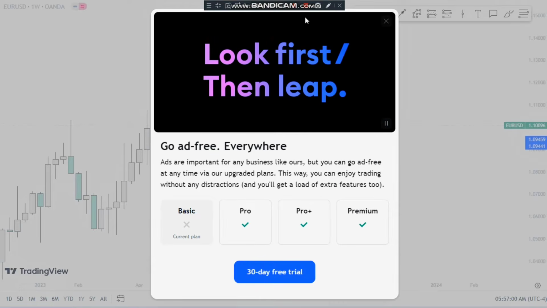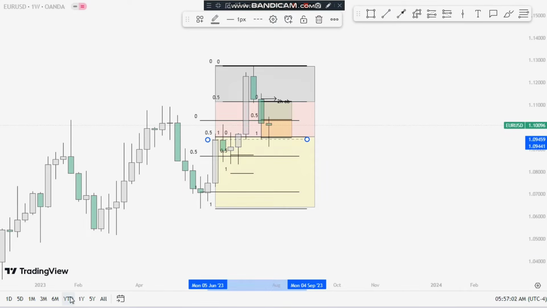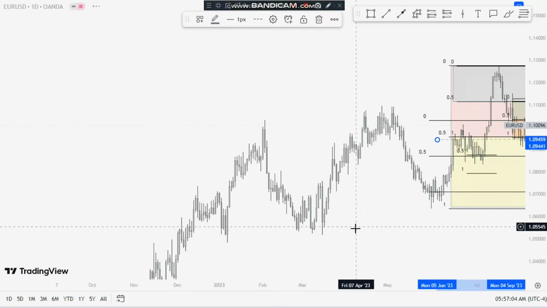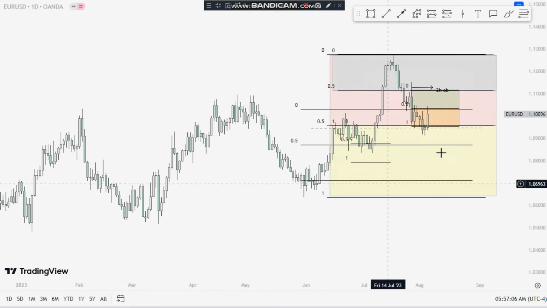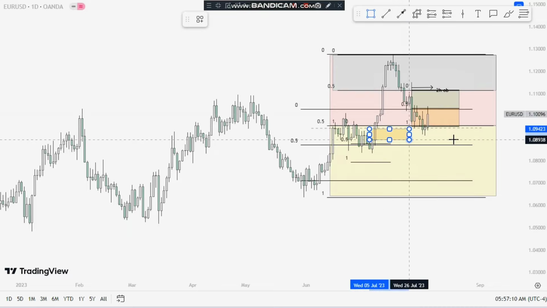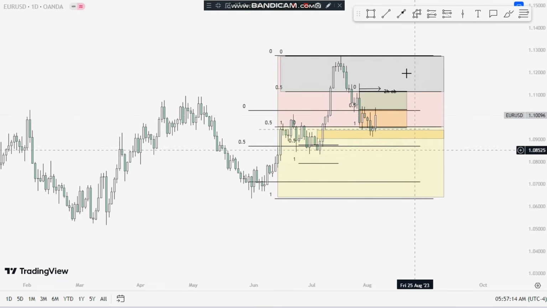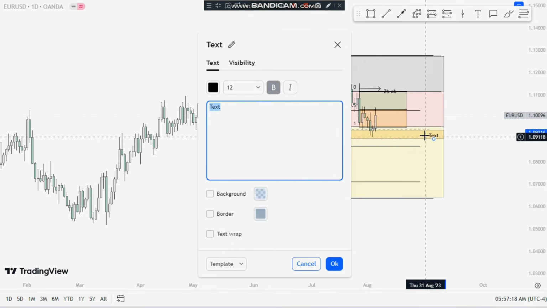Now let me shift to the daily. If there is anything on the daily, you can see there is the fair value gap of the daily. So this is another higher time frame PD array. So you can write here daily FVG.